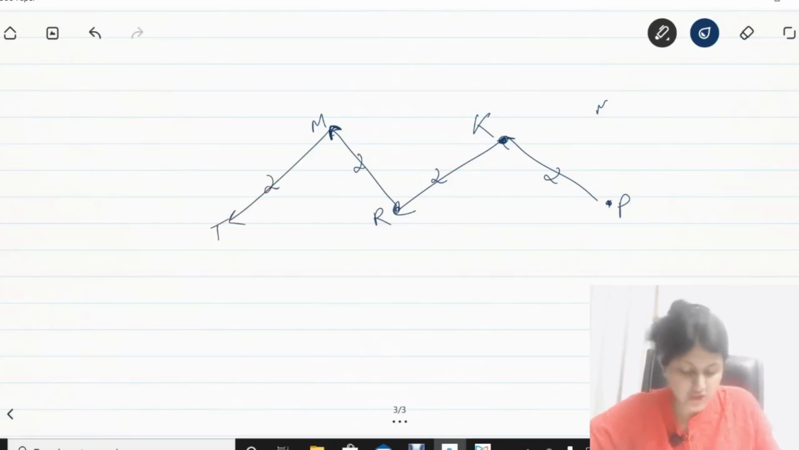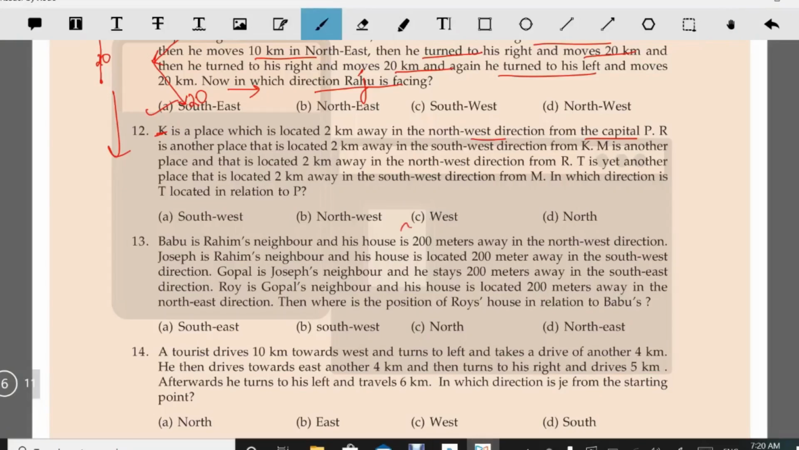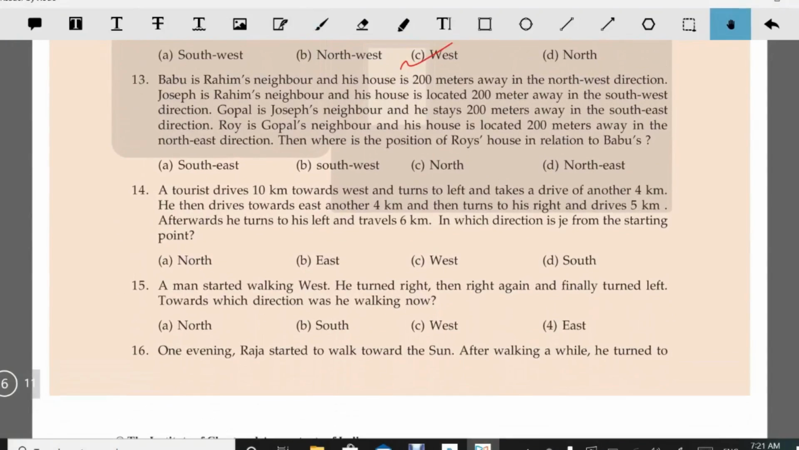In which direction is T located in relation to P? If P is here, so in relation to P, in which direction is T? It is in the west direction. Okay, so the option is west. Answer is C.